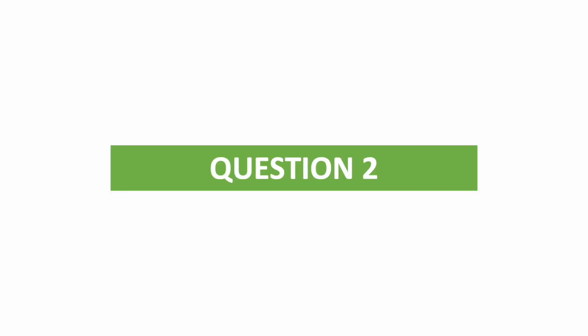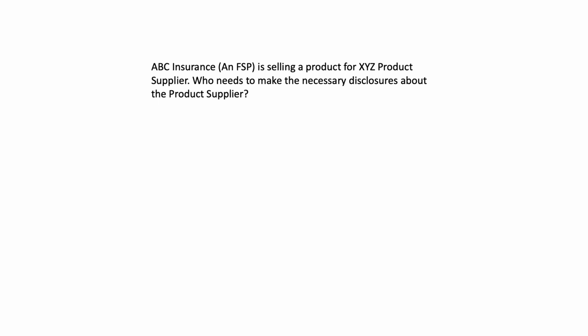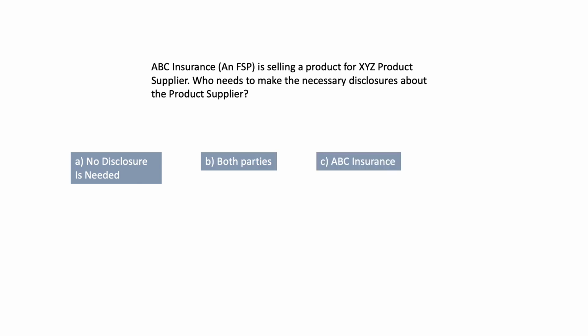Question 2. ABC Insurance, an FSP, is selling a product for XYZ product supplier. Who needs to make the necessary disclosures about the product supplier? A. No disclosure is needed. B. Both parties. C. ABC Insurance.